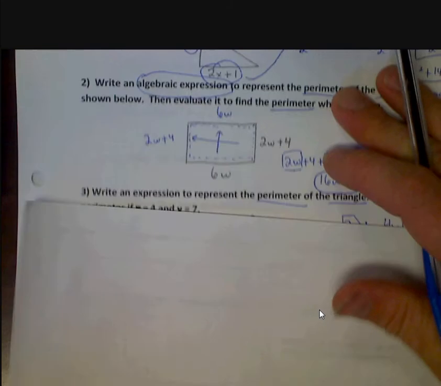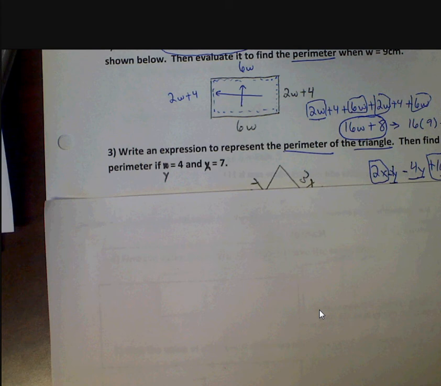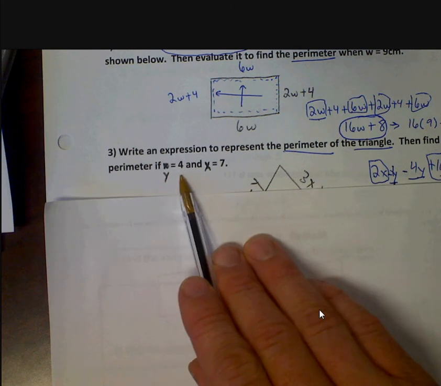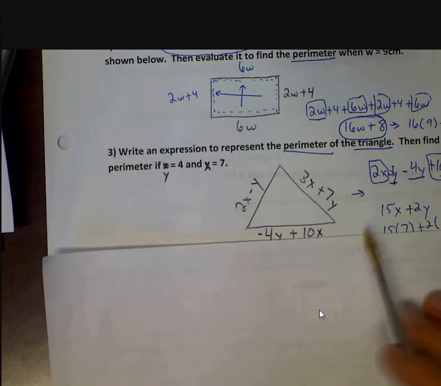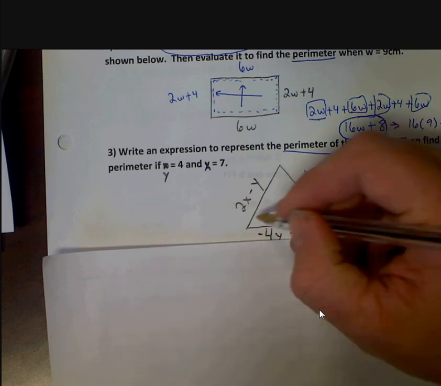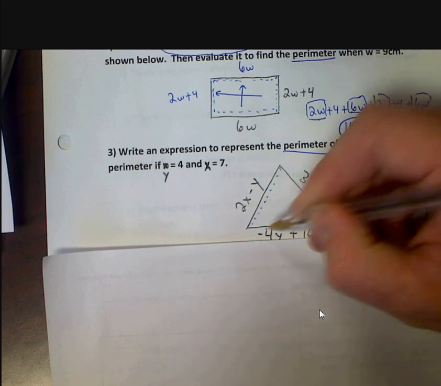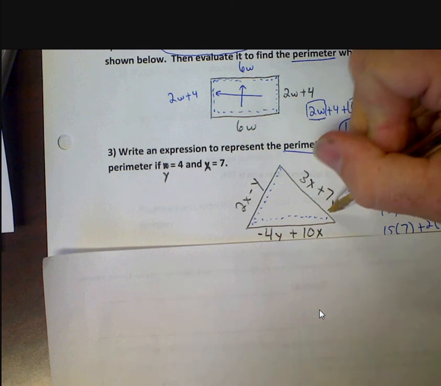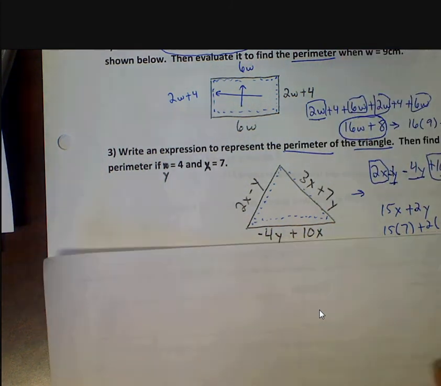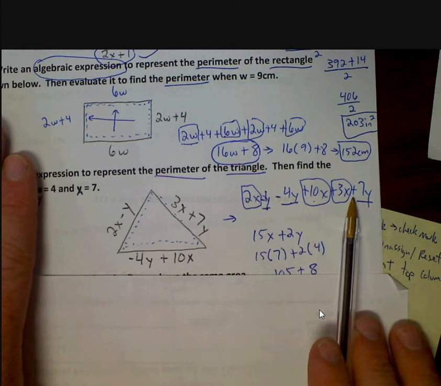Number 3, write an expression to represent the perimeter of the triangle. Then find the perimeter if y equals 4 and if x equals 7. Perimeter means the outside again of a triangle. Perimeter means I'm going to walk around the side. So I started over here. So 2x minus y plus 3x, or actually I went this way, negative 4y plus 10x, and then plus 3x plus 7y. So I am going to add all of the sides when I walked around.